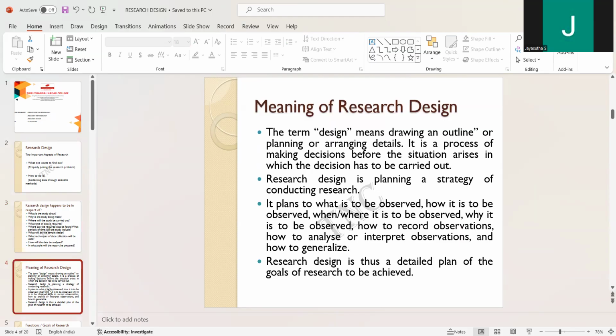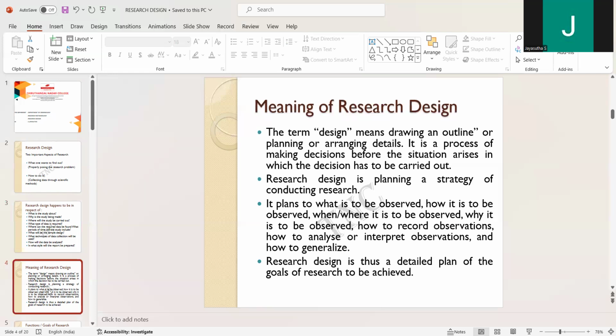The meaning of research design. Before that, we got to start at the research. First, we got to frame out the research design. That means drawing the outline of our research. It is planning, arranging the details, and then the timeline and duration of the work. It is a process of making decisions before the situation arises in which the decision has to be carried out.